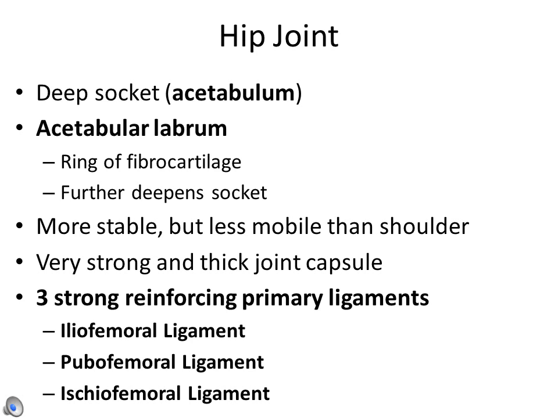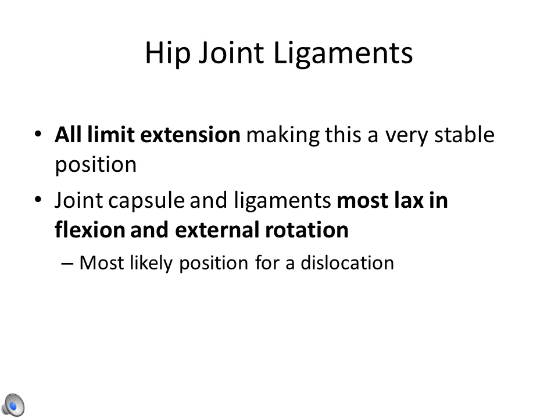The hip joint has a very strong and thick joint capsule. There are also 3 strong ligaments that reinforce the joint capsule. These ligaments are considered the primary ligaments and are named the iliofemoral ligament, pubofemoral ligament, and ischiofemoral ligament. All 3 ligaments limit extension, making extension a very stable position.